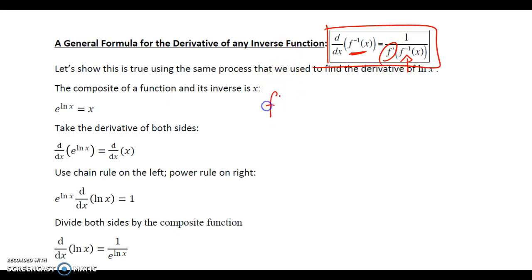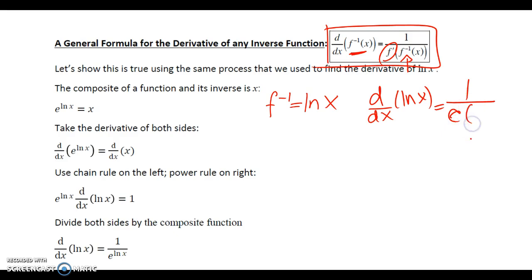We're going to say the inverse function is natural log of x. We want to say that the derivative d dx of the natural log of x should equal 1 over the derivative of the original function, which was e to the x, evaluated at the inverse, ln of x. Well, e and ln are inverse functions, so it should be 1 over x. We can use that here, but we are going to use it in some future slides.